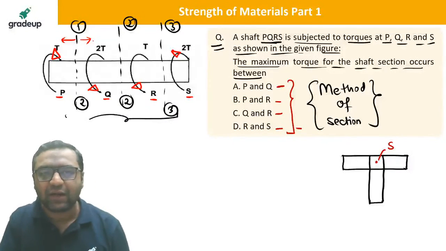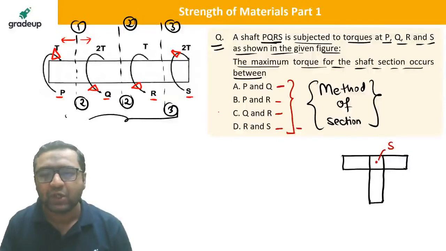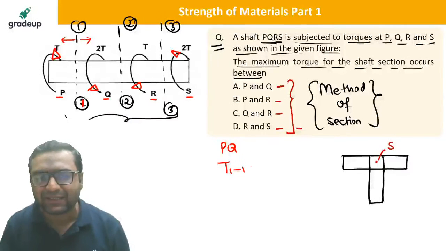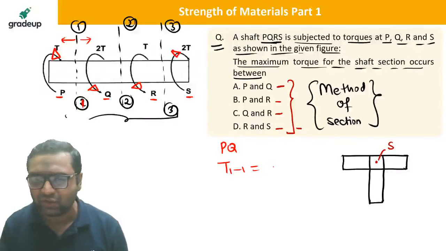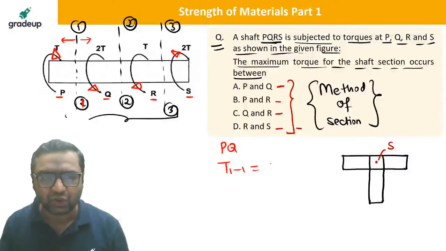Either the left hand side or the right hand side will give you the torque in that part. When you see the left hand side of the section, the torque is T. So for PQ, in section 1-1, it is going to be plus T or minus T, whatever sign convention you are using, because in torque there is no standard sign convention. So let us say I am taking plus T.